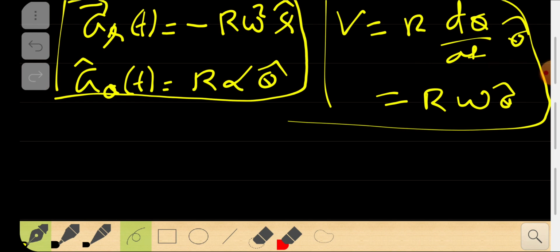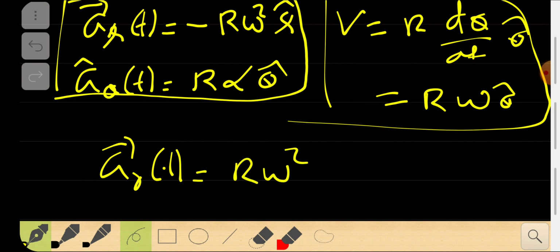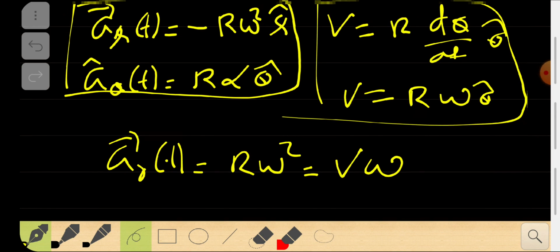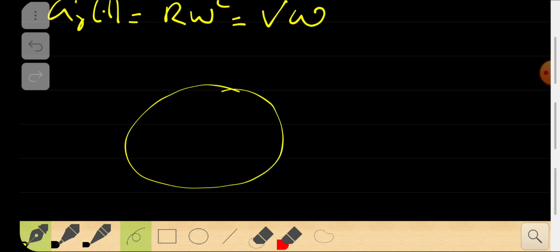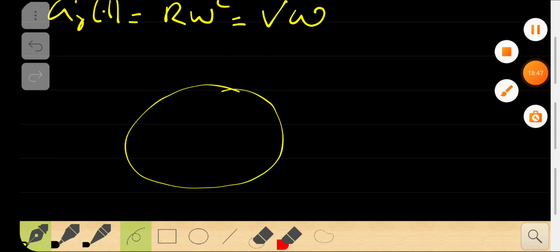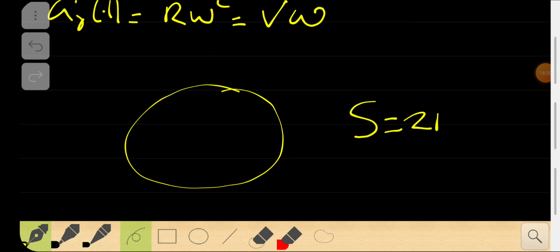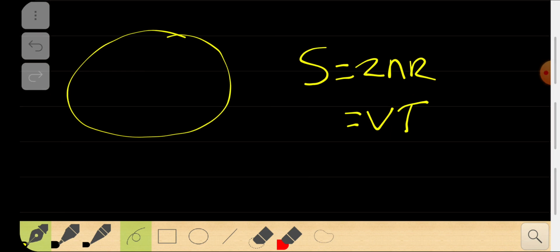Now what we can do is substitute that in the equation of acceleration. So the radial acceleration r omega square will be equal to v omega, because v is equal to r omega. So v is equal to r omega, substitute that back in, so you get v omega. Now if you go around a body, then the total distance, the circumference s, will be equal to 2 pi r. So that's the circumference, which will be equal to velocity times time. Distance is equal to speed into time.